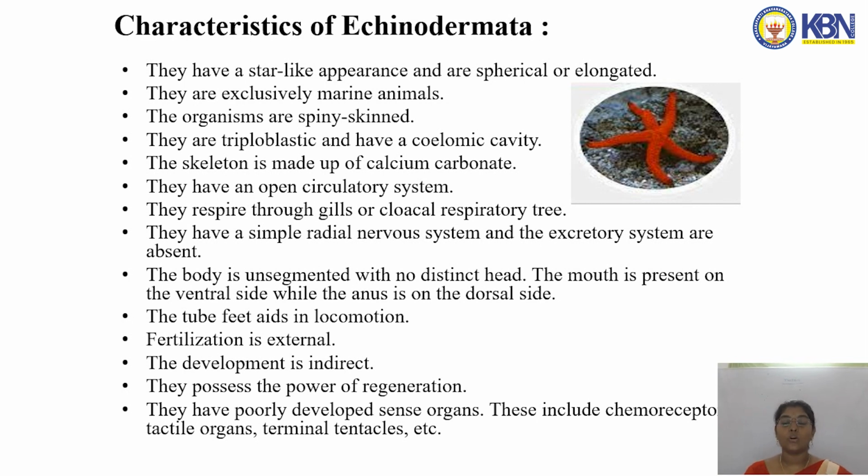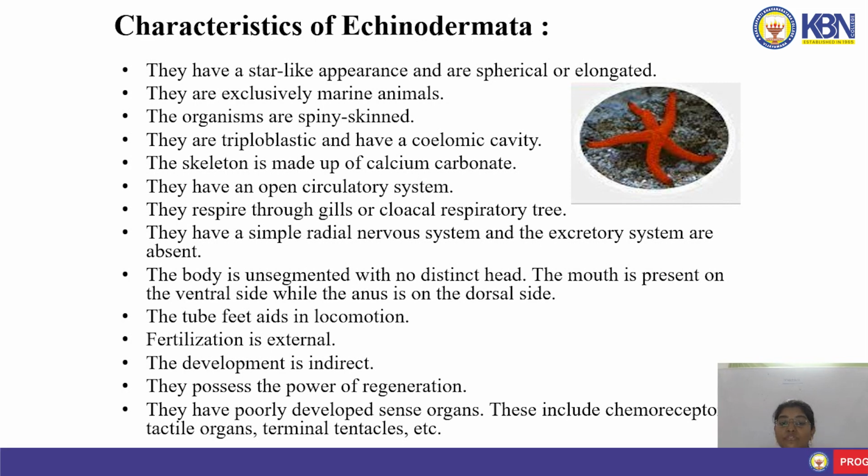They have an open circulatory system. They respire through gills or cloacal respiratory tree. They have a simple radial nervous system and the excretory system is absent. The body is unsegmented with no distinct head. The mouth is present on the ventral side while the anus is on the dorsal side.